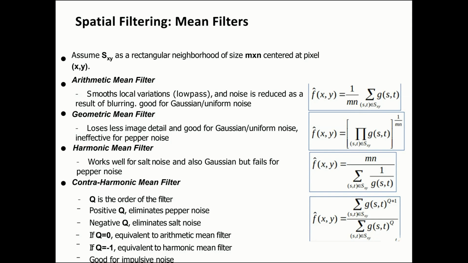Okay, then we have this filter which is called harmonic filter, and here also if we have pepper noise, that will make it infinity and the whole term will be 0. So it means that if your pixel is 0, that will make this again 0. So it is again not effective.